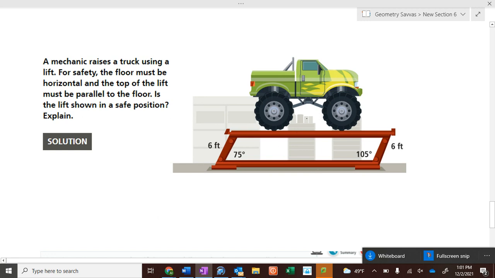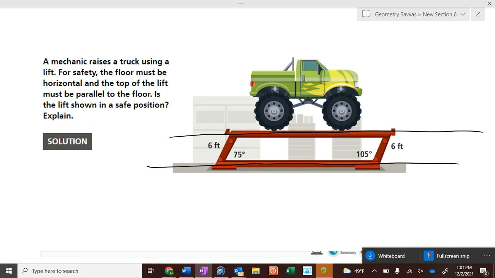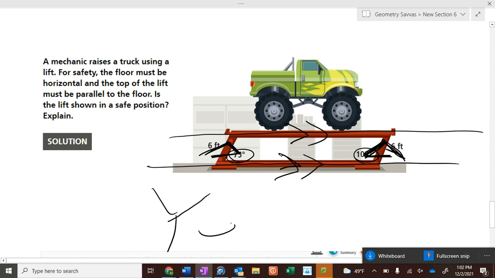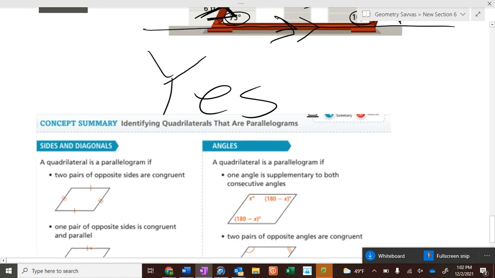To be safe, when you have a platform that raises this monster truck up, the platforms have to be parallel to each other. In this case, are they going to be parallel to each other? Are 75 and 105 supplementary? Yes. So that makes this end parallel to this end. If this end's parallel to this end and they're both 6 feet, they're both parallel and congruent. If they're both parallel and congruent, does that make a parallelogram? Yes. So that makes this side parallel to this side. So yes, it is safe because you have a parallelogram.